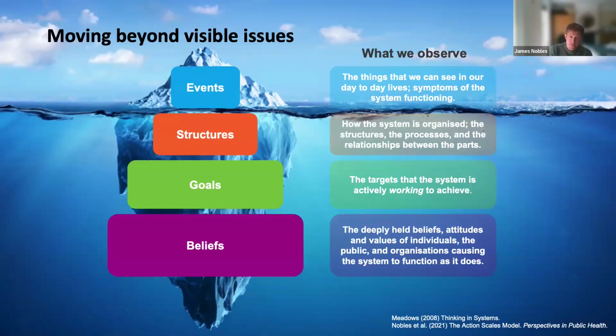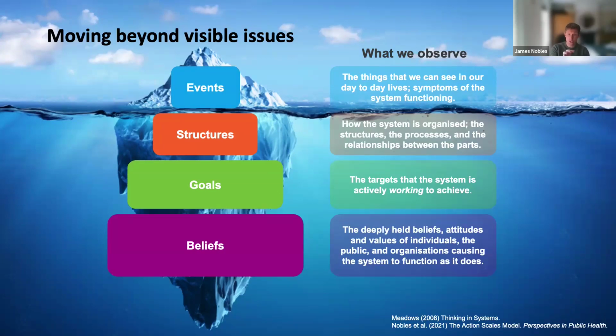And we identified these 4 different levels. Some of this does align quite nicely with the iceberg model. What we know is that the vast majority of work historically was often working at the events level, reacting to the problems that we see in our day-to-day lives. But really these are just symptoms of how that broader system is functioning. We know that there are other things that are driving those problems to occur.